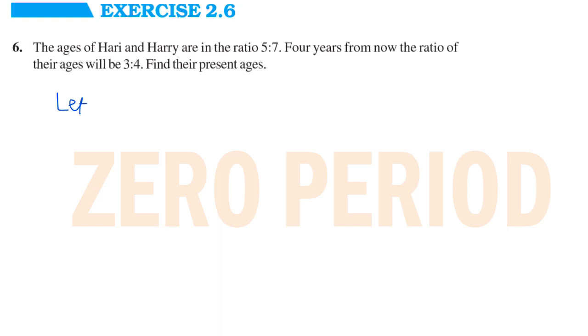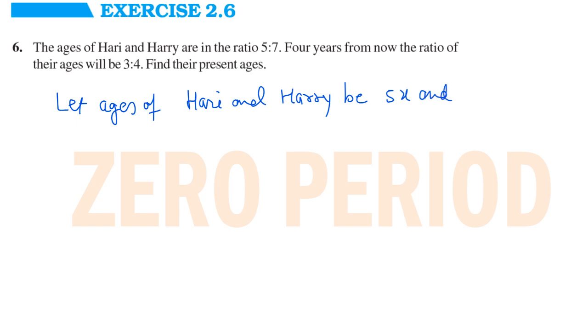The ratio of age of two people, Hari and Harry, are given. Let ages of Hari and Harry be 5x and 7x, because it is given that they are in the ratio of 5 and 7. The next condition is 4 years from now. 4 years from now, the ratio of their ages will be 3:4.